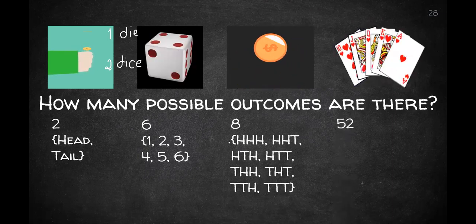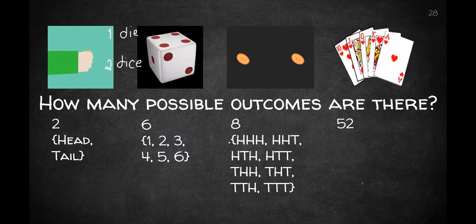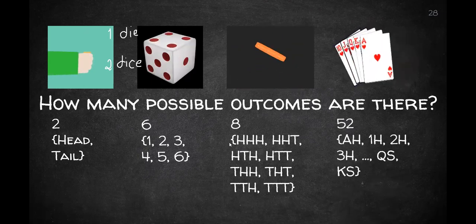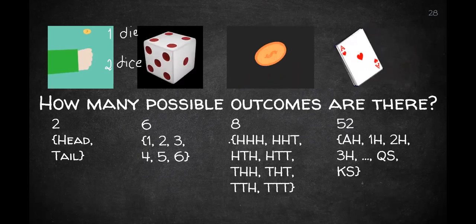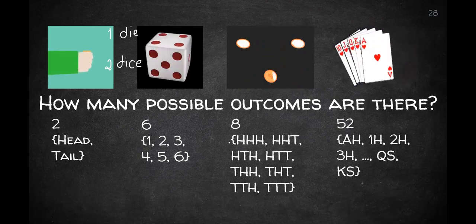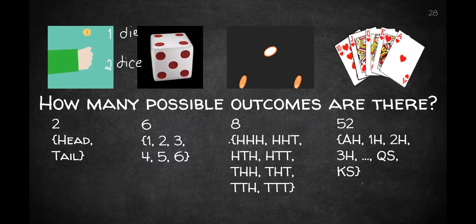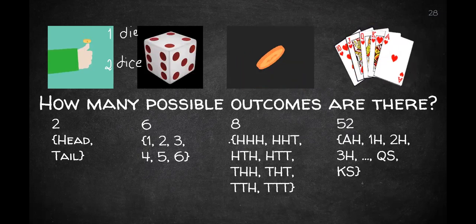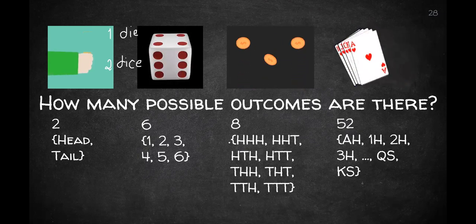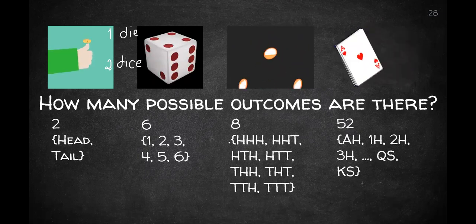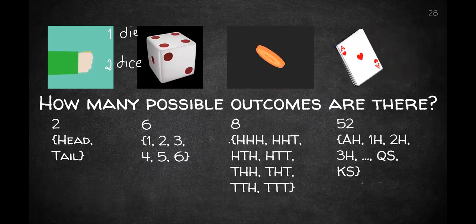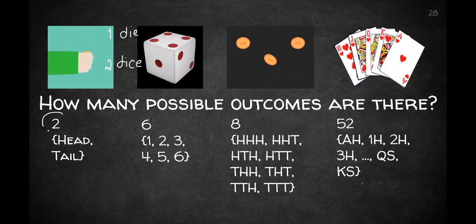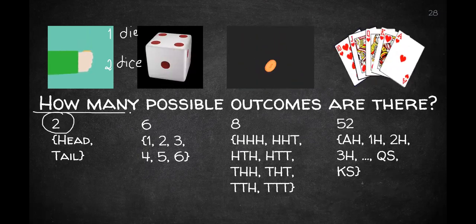We have 52 cards. And ano-ano yon? We have Ace of Hearts, Two of Hearts, Three of Hearts, and so on. We have Diamonds, Ace of Diamonds, Two of Diamonds, and so on. We have Clover, and then we have Spades. Hanggang Queen of Spades, King of Spades. Again, Joker not included. So ito lang naman yung sagot na kailangan ko sa tanong na, how many?